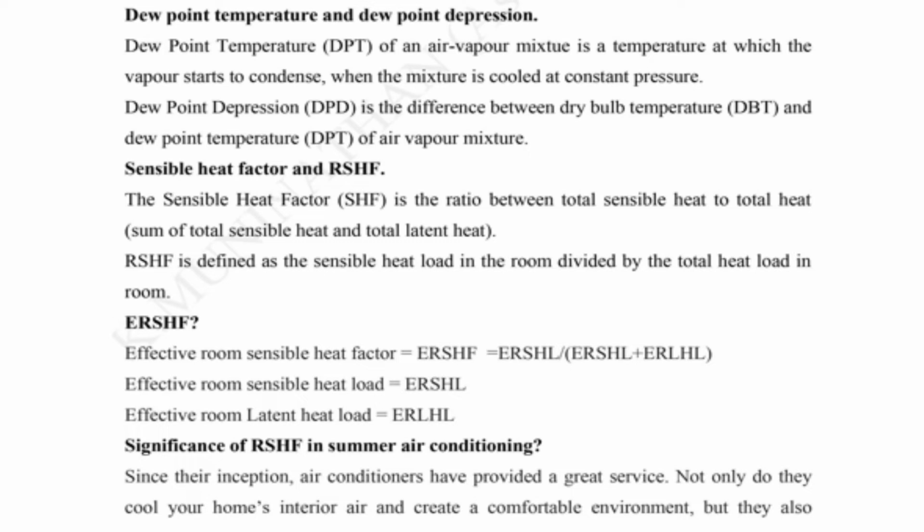The dew point temperature of an air vapor mixture is the temperature at which the vapor starts to condense when the mixture is cooled at constant pressure. Dew point depression is the difference between the dry bulb temperature and the dew point temperature, DPT, of the air vapor mixture.